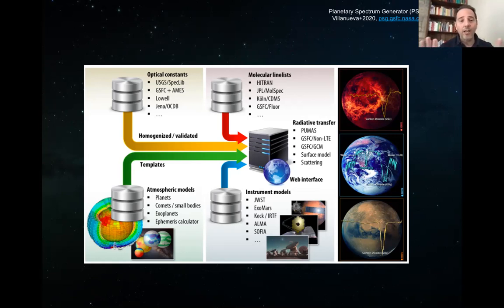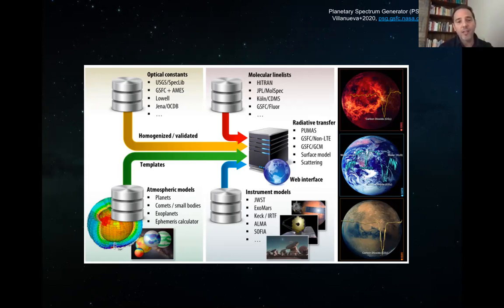PSG is an online tool. You run it there, and if you want to run it again, you can use an API, which is language agnostic, so you can use any language to communicate with it. That is to break some of these classical barriers for radiative transfer. It's still complex, but we've been trying to make that barrier a little bit lower.